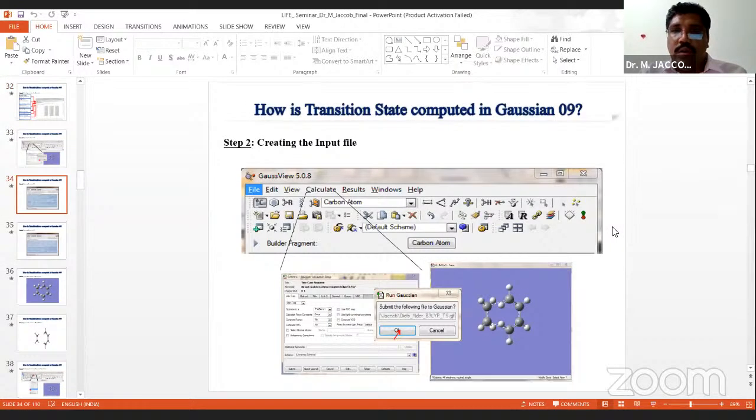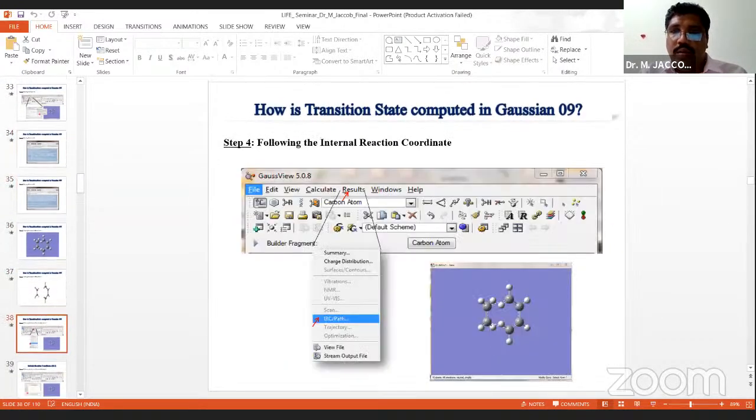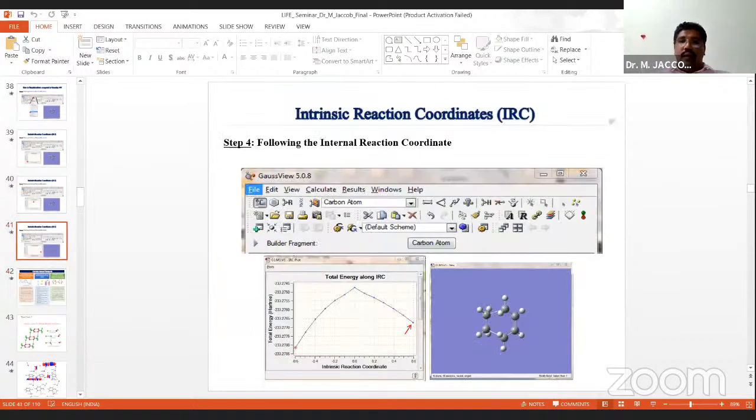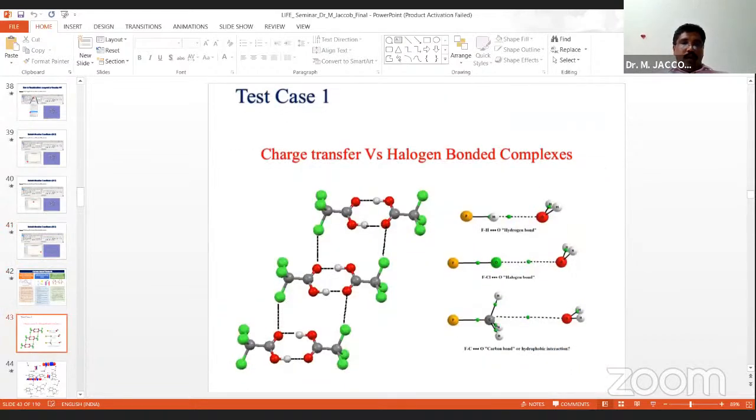When you do intrinsic reaction coordinate, you will get the product. Up to that level we have stopped. I don't have that one.